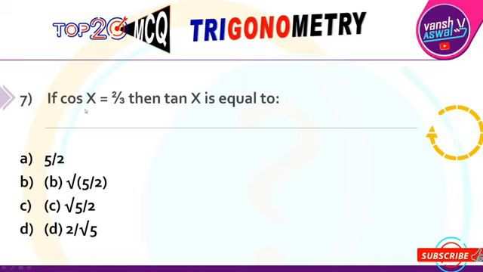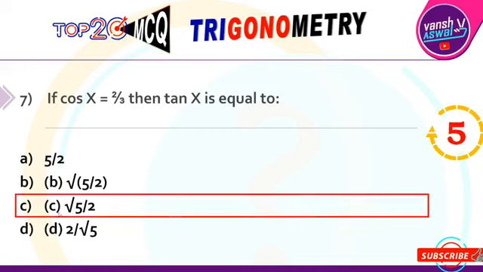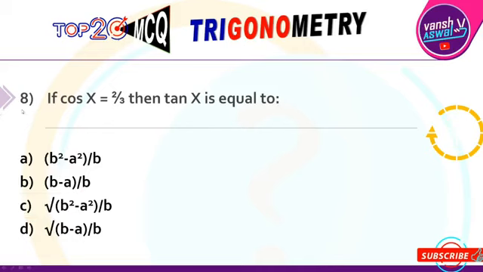Question number 7, if cos x is equal to 2 by 3, then tan x is equal to. Eighth question, if cos x is equal to 2 by 3, then tan x is equal to.